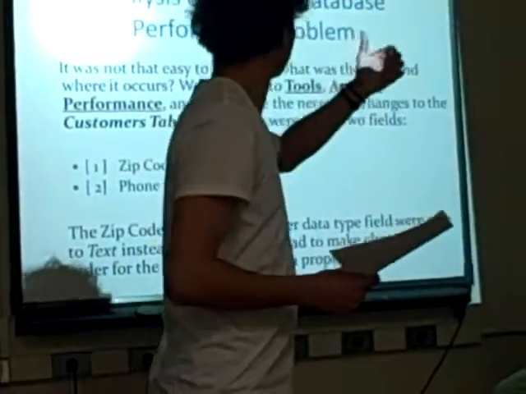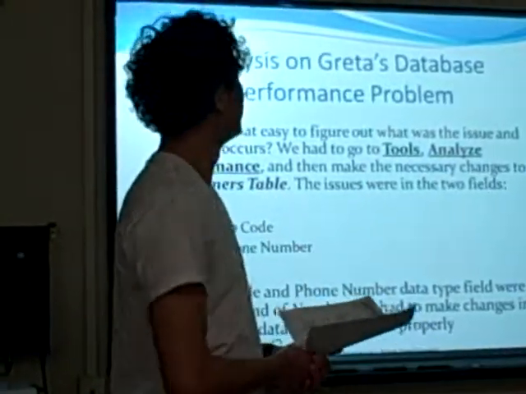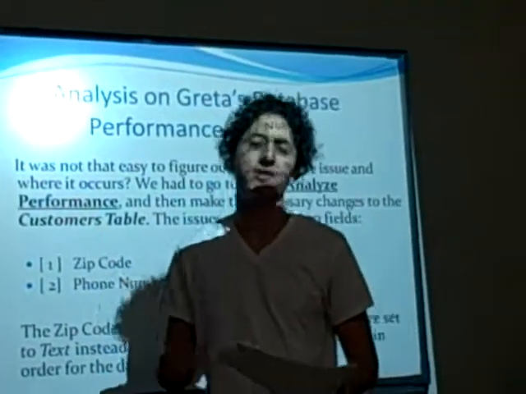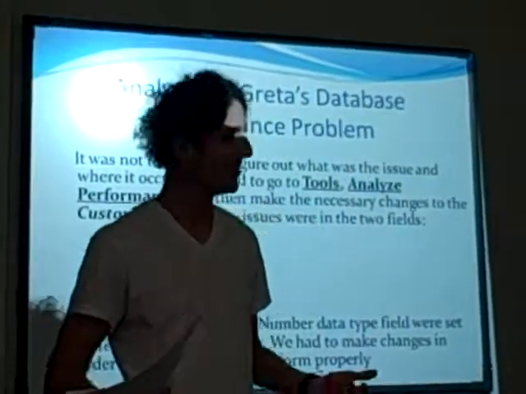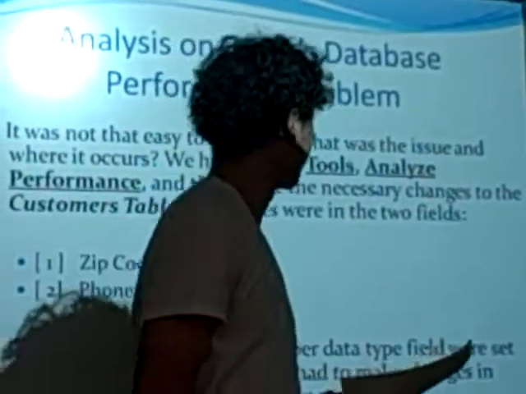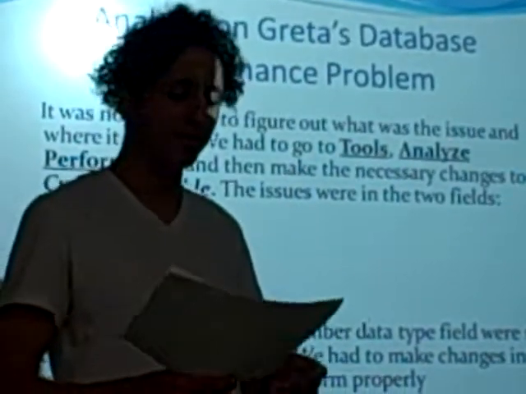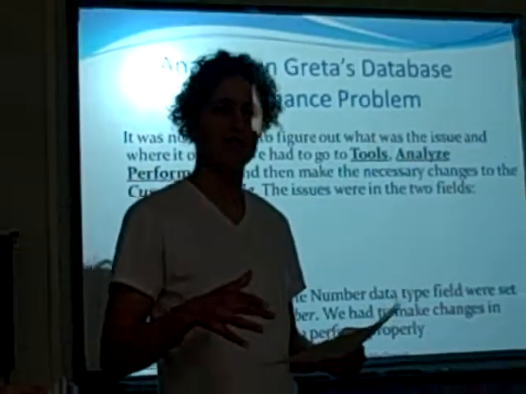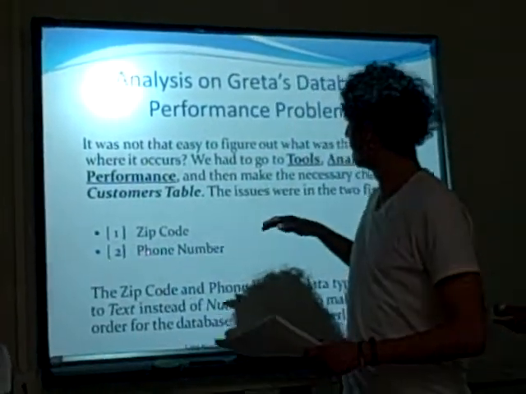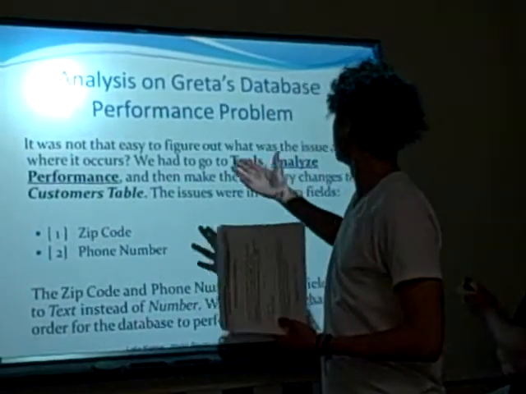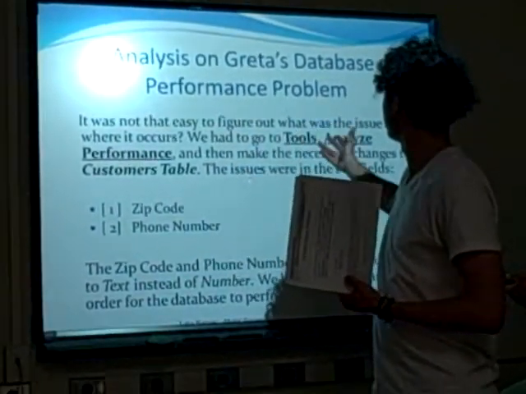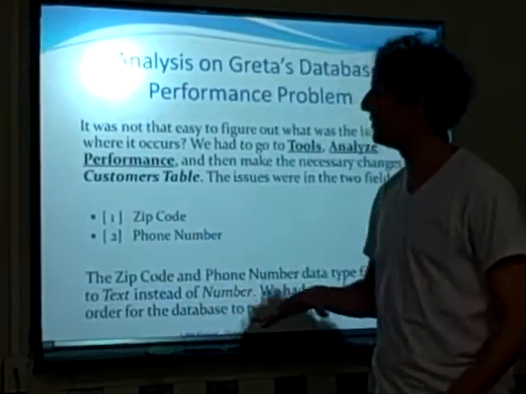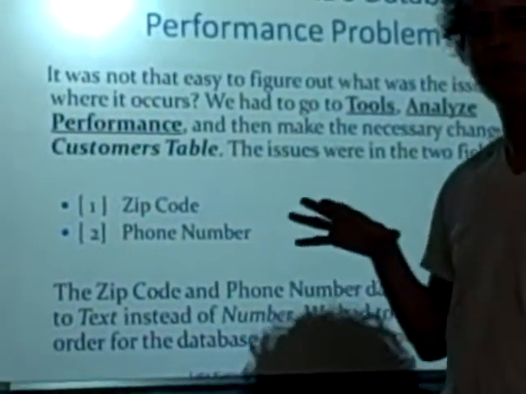Yeah, and this is the analysis of Greta's database performance problem. As Lata said, we spent a lot of months just to solve the problem that we faced here, by discussing each issue and by analyzing and taking the point of view of each other into consideration. So we spent a lot of time thinking about it and figuring out just what the issue of the table was and where it occurs. So we had to analyze the table, by doing analyze performance, and then make the necessary changes. The problem that we faced in this database was like two main problems.